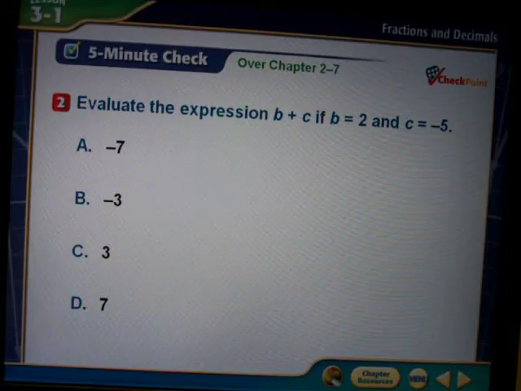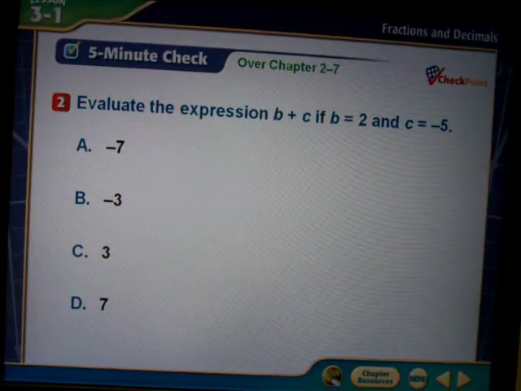Evaluate the expression b plus c if b is equal to 2 and c is equal to negative 5. Is the answer A, negative 7, B, 3, C, negative 3, or D, 7? And your answer is?